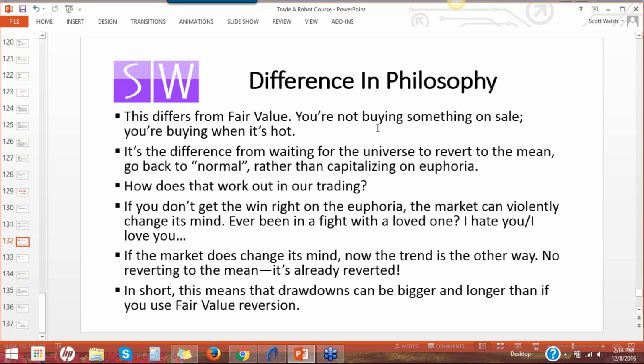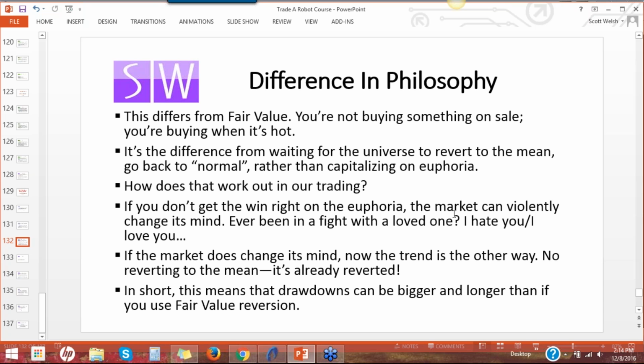You're not buying something on sale if you're doing a breakout. Do you see the difference? Value investing, fair value investing, gets it on sale. Breakout does not. You're getting it when it's hot. You're getting it almost at its highest point sometimes. Okay? Do you see the difference? Huge difference. It's the difference from waiting for the revert to the mean, right?